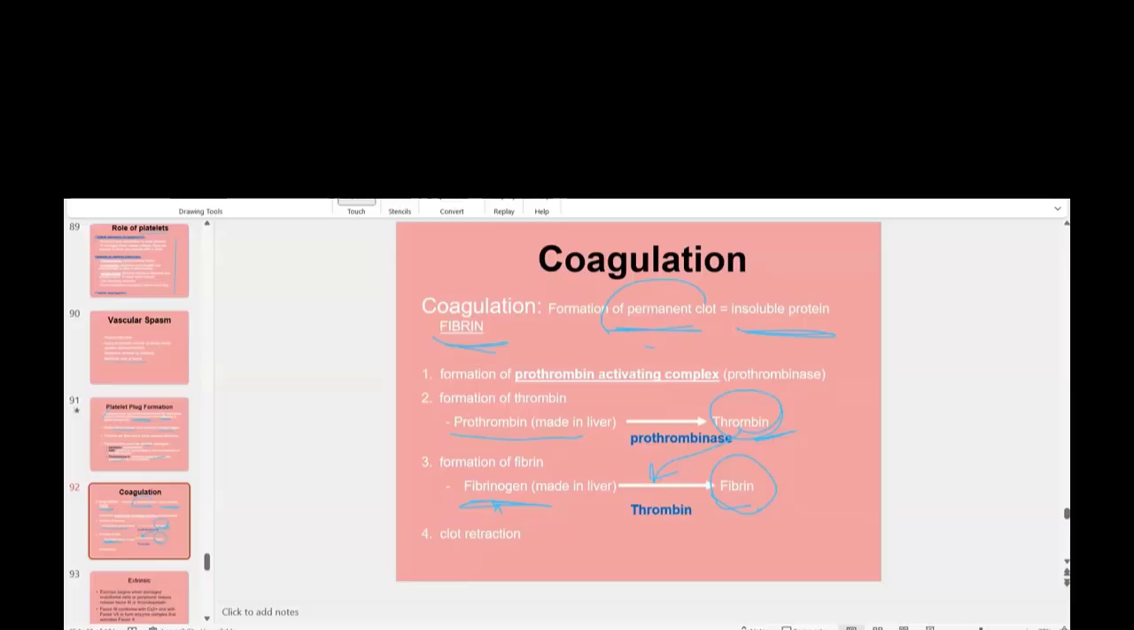And then finally, the last step is clot retraction. So it begins with the formation of the prothrombin activating complex, and that is called prothrombinase. This is step one. Prothrombinase is going to come and act over here. So if you write the equations, you first write how prothrombinase is coming and converting prothrombin into thrombin. And then thrombin is acting over here, converting the fibrinogen into insoluble fibrin. And this is the clot.